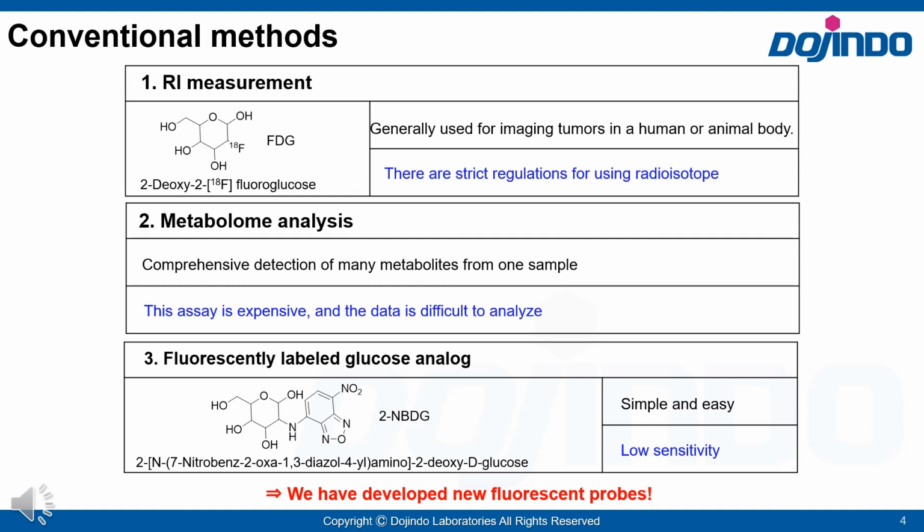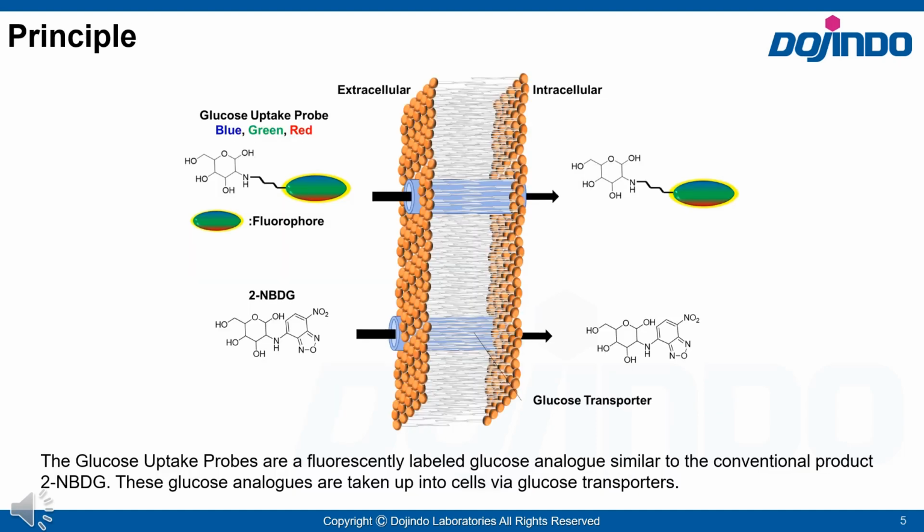We at Dojindo are excited to share that we have developed our own novel fluorescent probes with high fluorescence intensity, allowing us to visualize glucose uptake with high sensitivity. Dojindo's glucose uptake probes were developed to resolve the issues of cost, convenience, and sensitivity all at once.